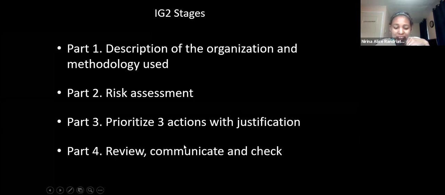And then finally, part 4, this is to review, communicate, and check. Review means when are you going to review the risk assessment? Communicate, who needs to know the risk assessment and how are you going to communicate it? And check is more about follow up. How are you going to follow up the actions mentioned on your risk assessment? Okay, so these are the 4 stages of the IG2 risk assessment.